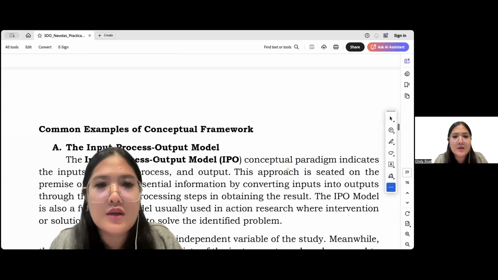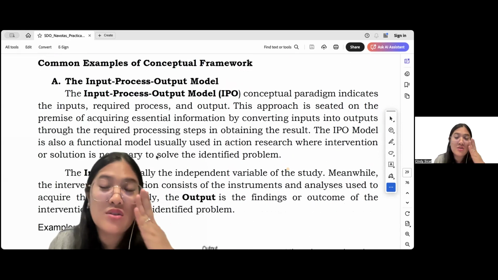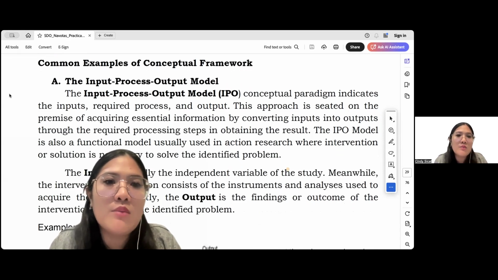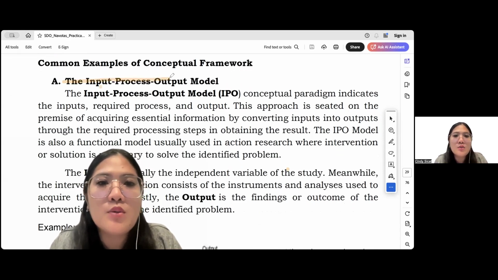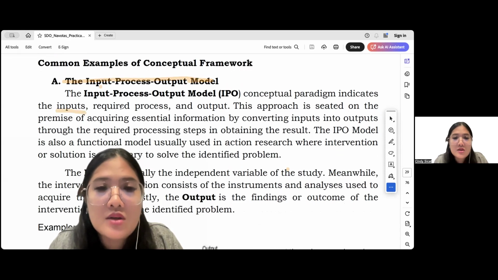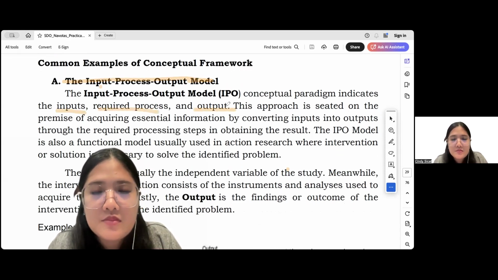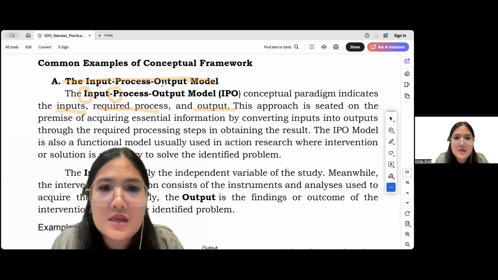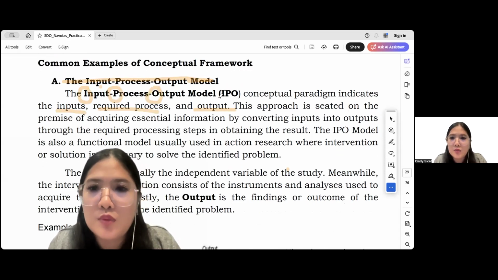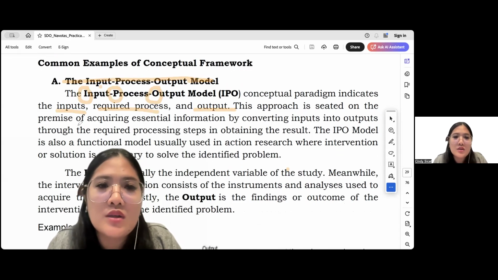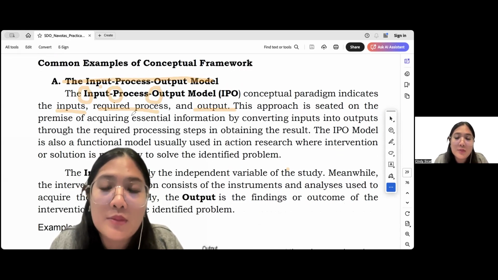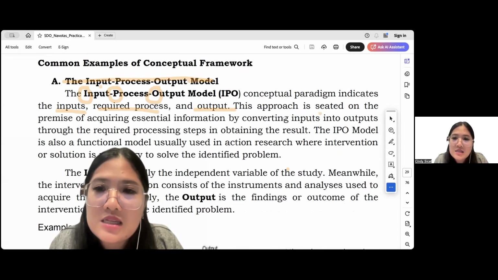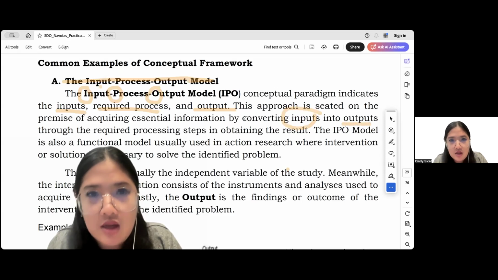Moving forward, here are some common examples of conceptual frameworks. We have the following models. First is the input-process-output model, or the IPO. This is a conceptual paradigm that indicates the inputs, required process, and the output. That's why I is for input, P is for process, and O is for output. This approach is seated on the premise of acquiring essential information. So we process the inputs to outputs.